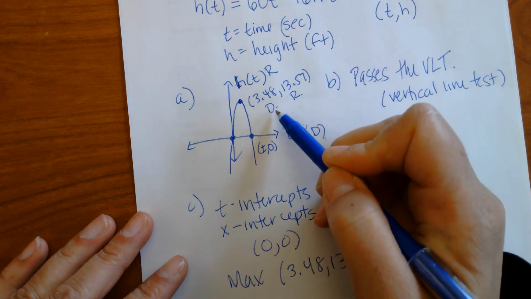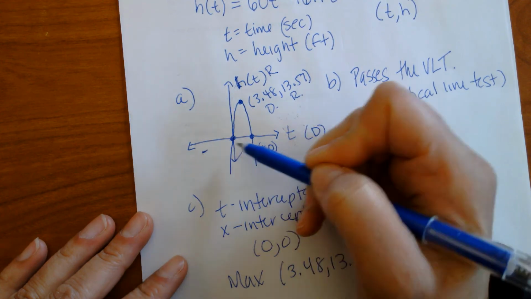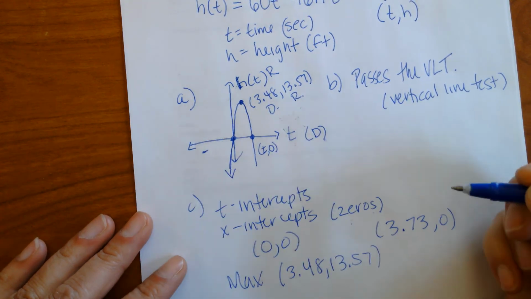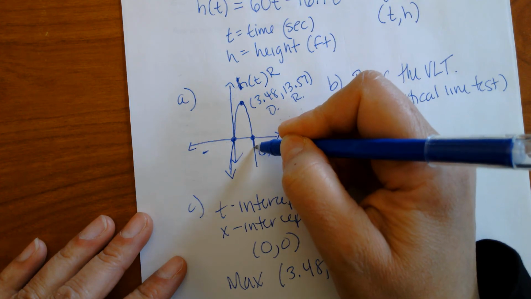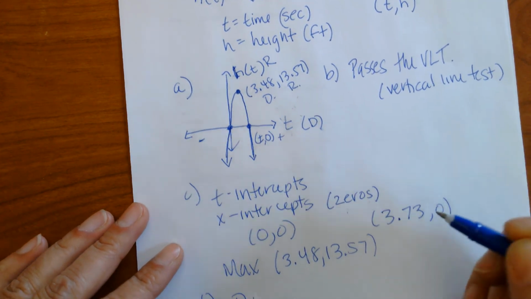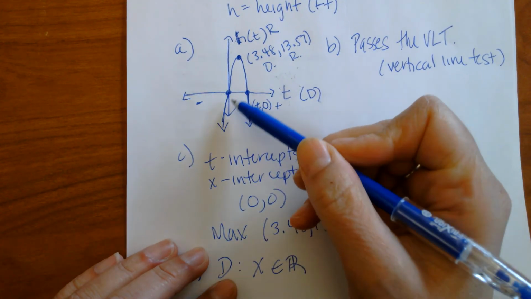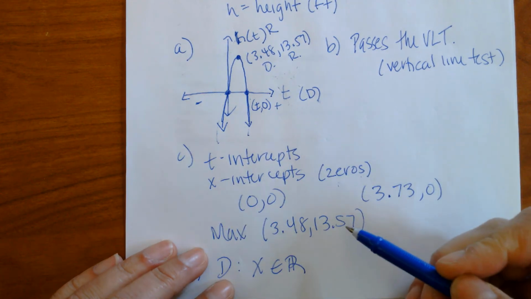Domain. So for our domain, does it go towards the left? Does it go towards those negative numbers? Yes, it'll keep going towards those negative numbers. Or does it go towards the right? Does it go towards all those positive numbers? Yes. So for the domain, X is all real numbers because it's going towards the negatives and going towards the positives.